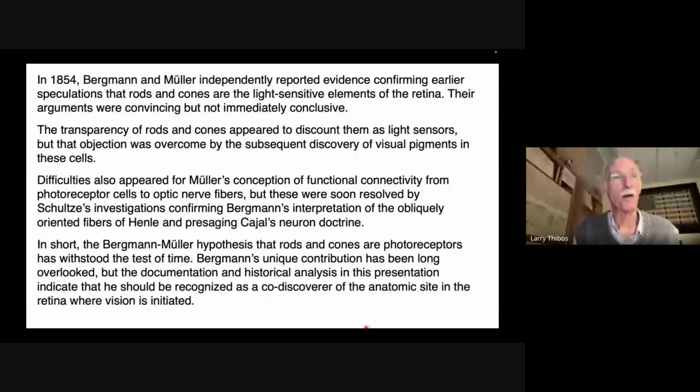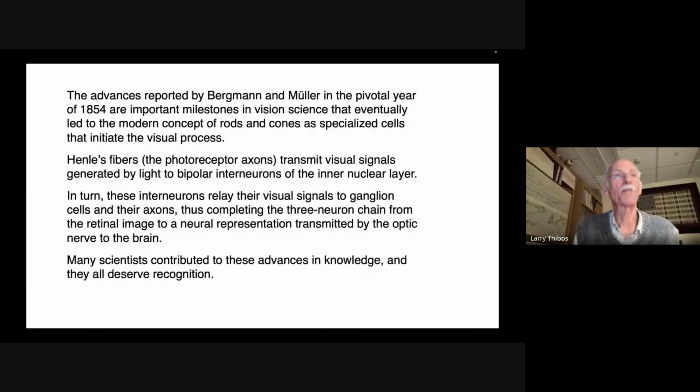Bergmann's unique contribution has been long overlooked, but the documentation and historical analysis presented today show that he should be recognized as a co-discoverer of the anatomical site in the retina where vision is initiated. The advances reported by Bergmann and Müller in that pivotal year of 1854 are important milestones in vision science, that eventually led to the modern concept of rods and cones as specialized neurons that initiate the visual process.